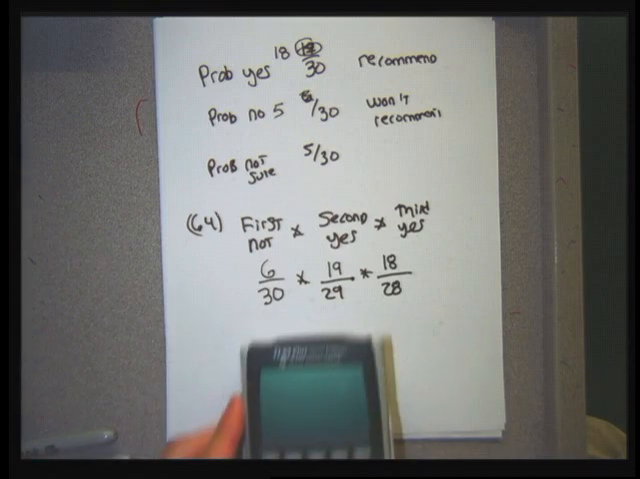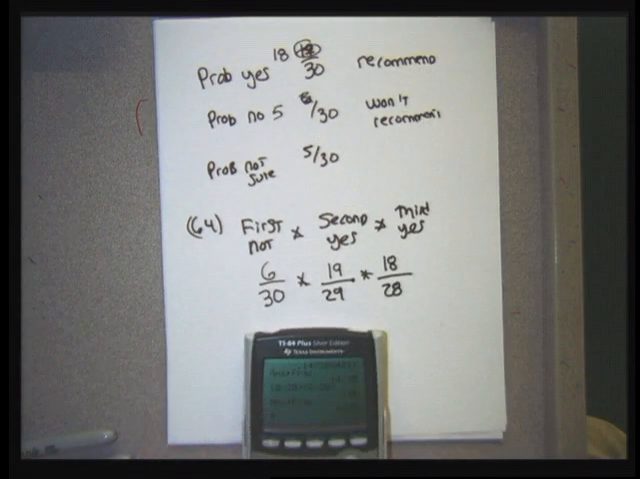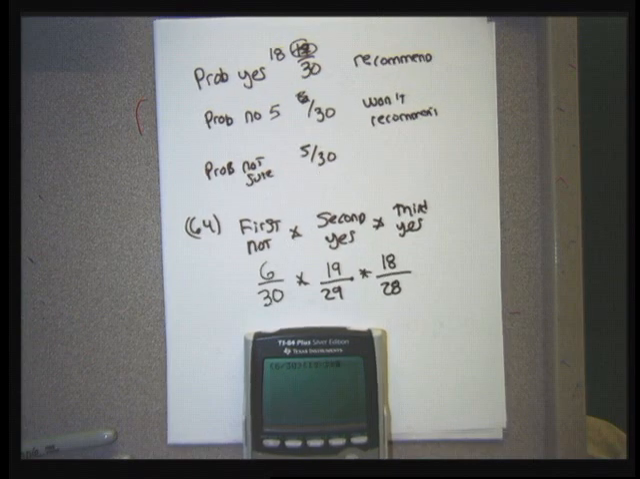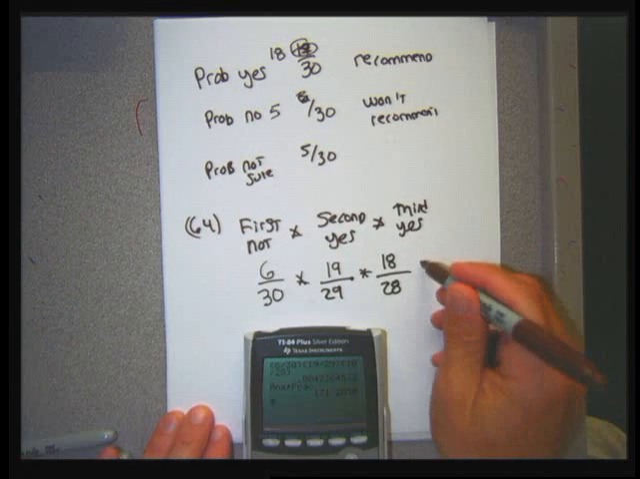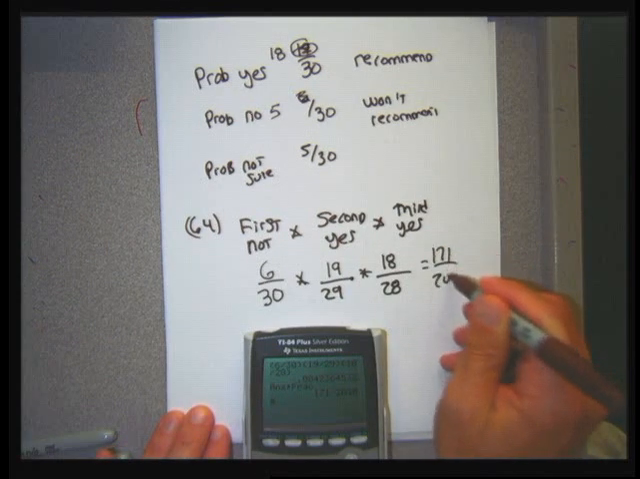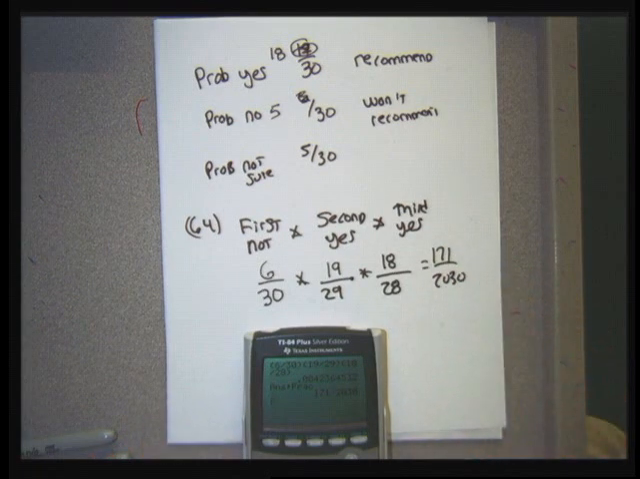So I'm going to multiply these fractions together and reduce. So clear, parentheses 6 divided by 30, parentheses 19 divided by 29, parentheses 18 divided by 28, parentheses, math, enter, enter. I'm going to get 171 over 2030, and I'm not going to reduce that.